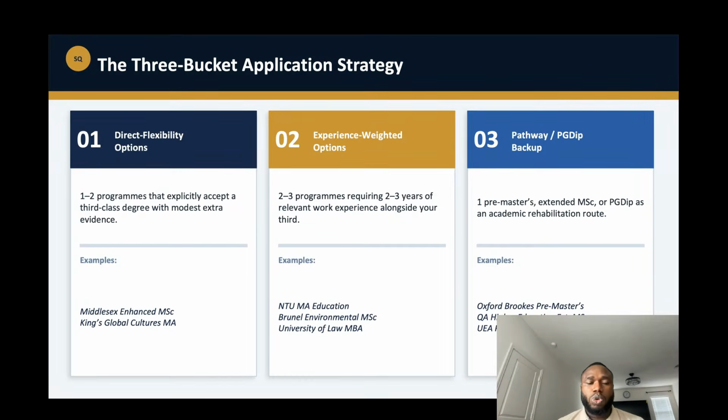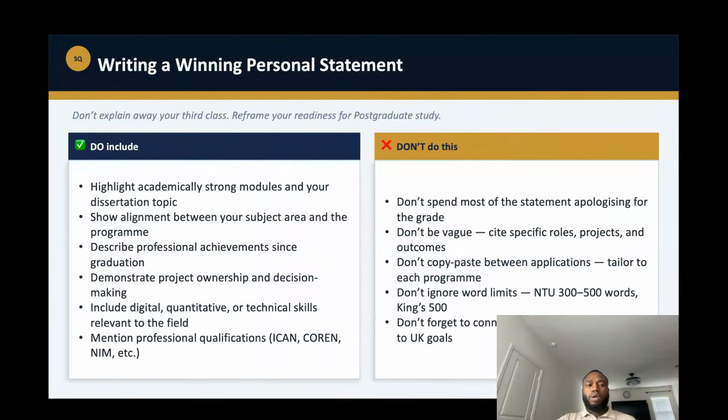Okay, so these are the three-bucket application strategy that I also talked about. The first one is direct admission. You want to apply to maybe two direct admission programs to the school for a master's program. The second one is you want to look at programs that require 2 or 3 years of relevant work experience, which is assuming that you have that. And then the last pathway is if you don't have work experience and you're not able to apply to a direct program, then you want to consider a pre-master's program, an extended master's program, or a postgraduate diploma program.